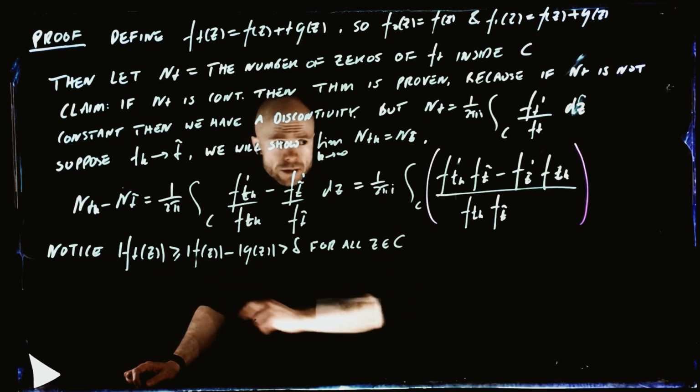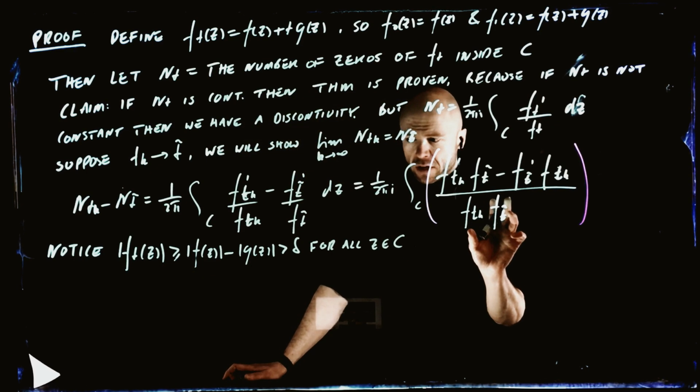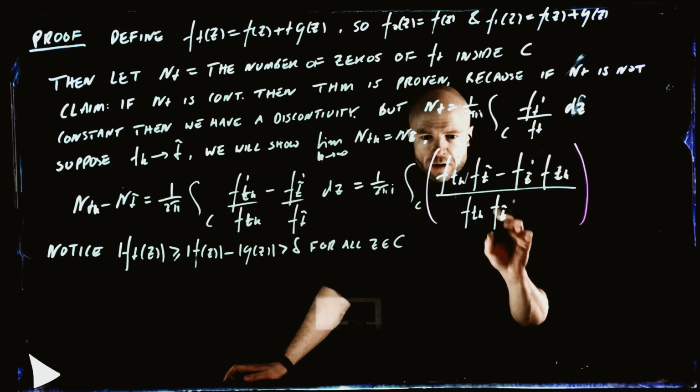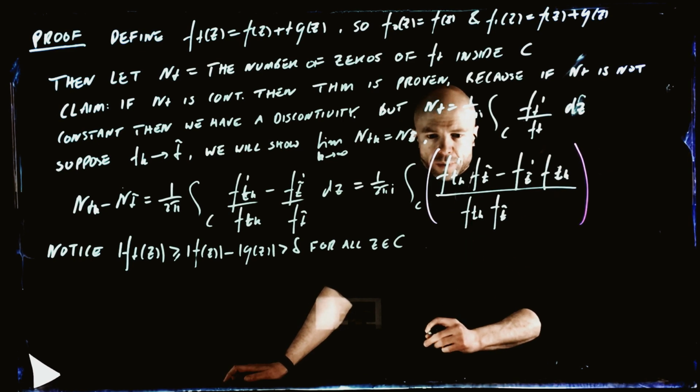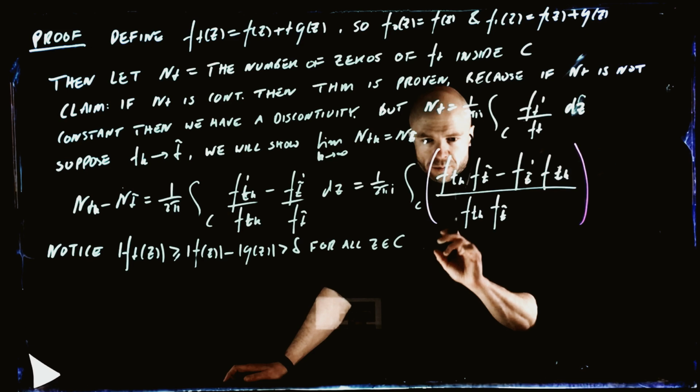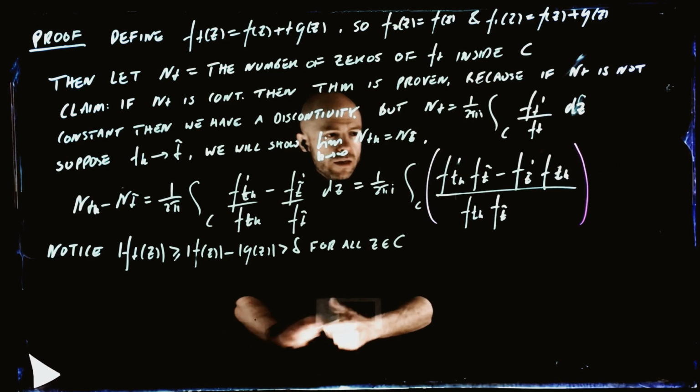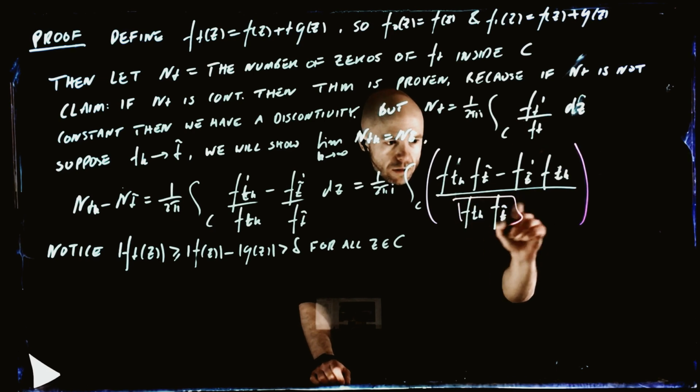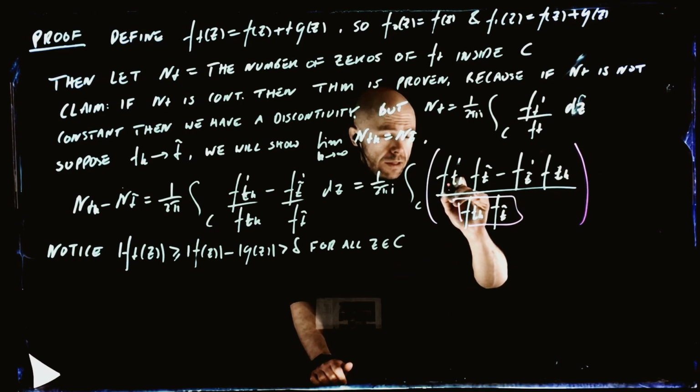So these guys on the bottom are never going to be a problem for us. They're not blowing up. Their absolute value is always bigger than delta squared, the product of them. Yeah? Okay, so these guys are not dangerous for us. Then we have to look at this thing.